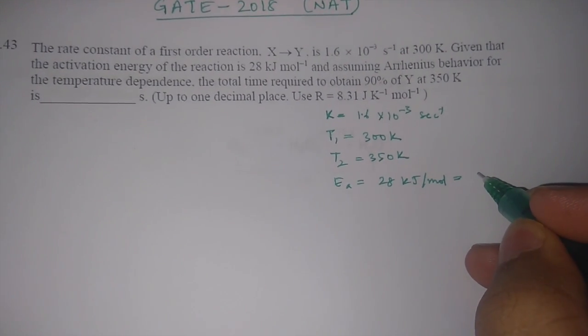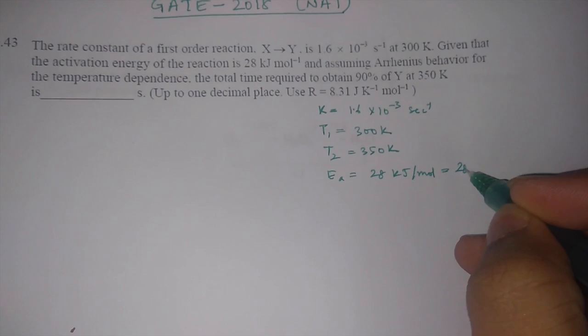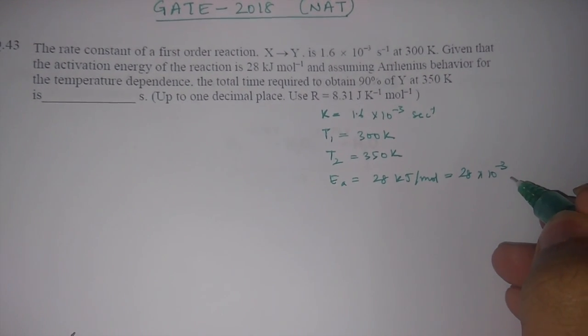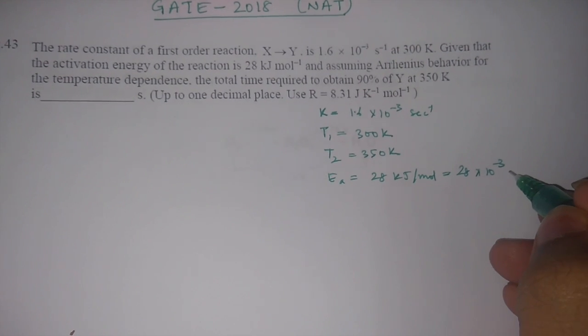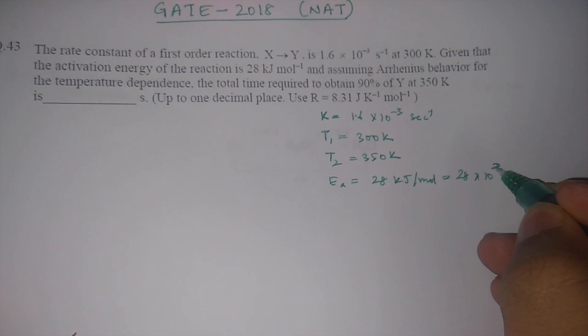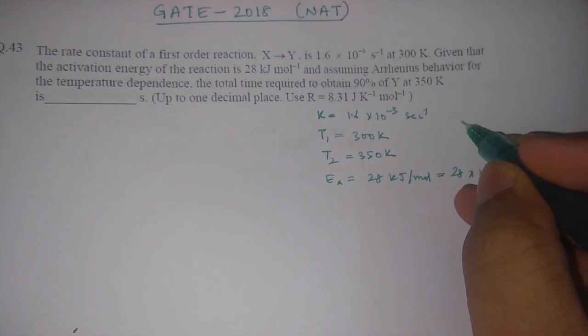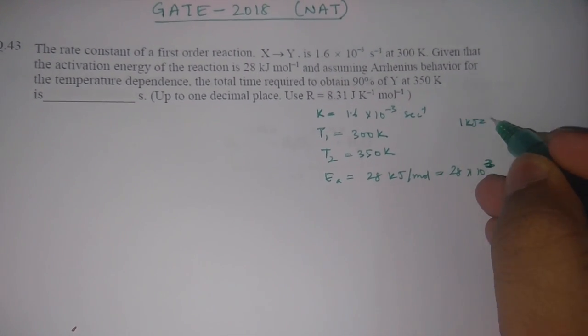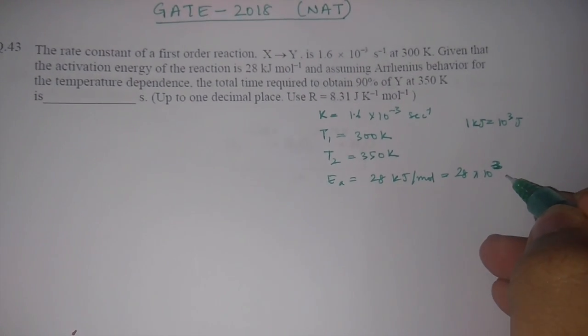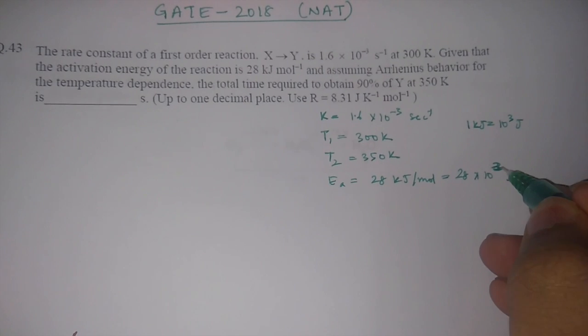So that's why you have to convert it into joules. So it will be 28 into 10 to the power minus 3. Sorry, 1 kilojoule is equal to 10 to the power 3 joules. So I'll just have to multiply it with 10 to the power 3 joules. So this is 10 to the power 3.